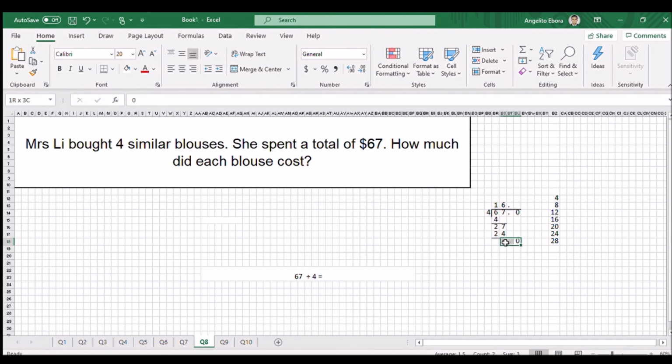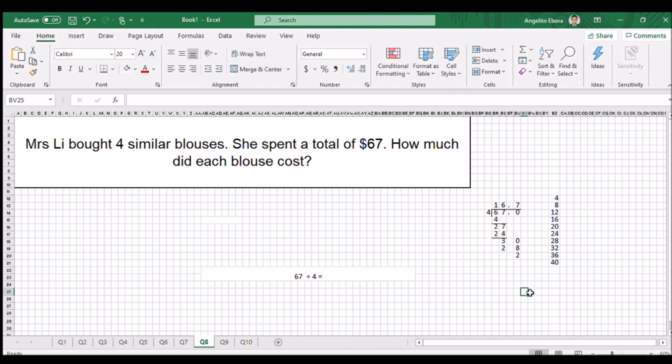So 30 divided by 4 is blank. Okay, so in this case, let's continue. 28, 32, 36, and 40. So 30 divided by 4. So we can't use 32 because it's more than 30. So we'll use 28. So 1, 2, 3, 4, 5, 6, 7. So that means 30 divided by 4 is 7. So the answer is 28. Oh, sorry, 30 minus 28 is 2.